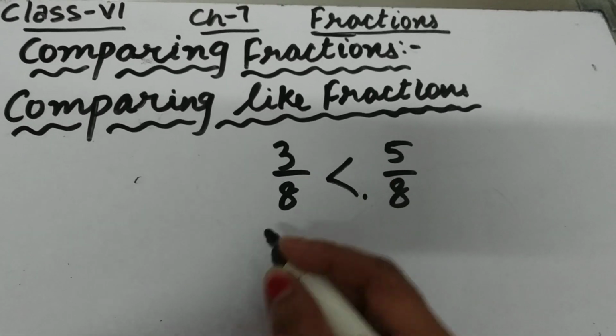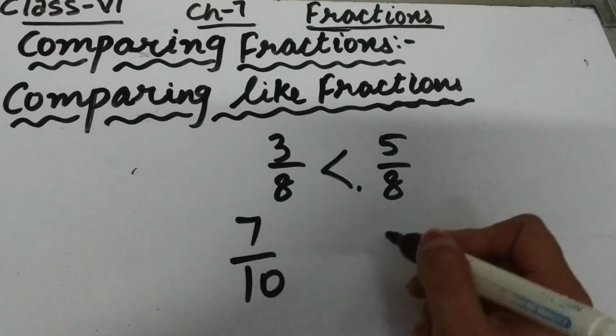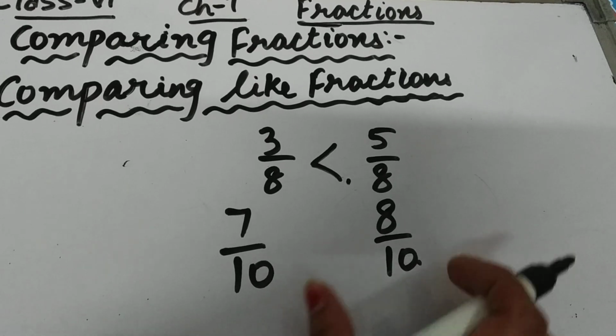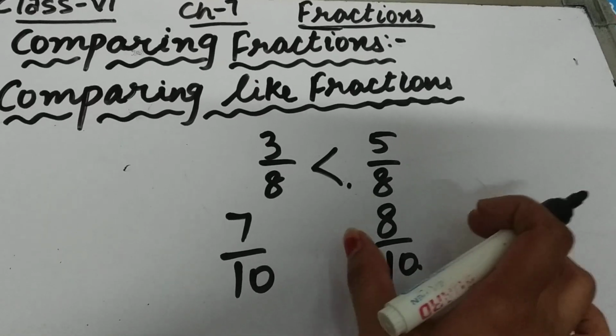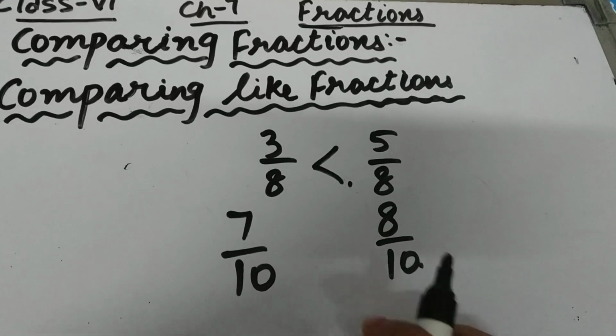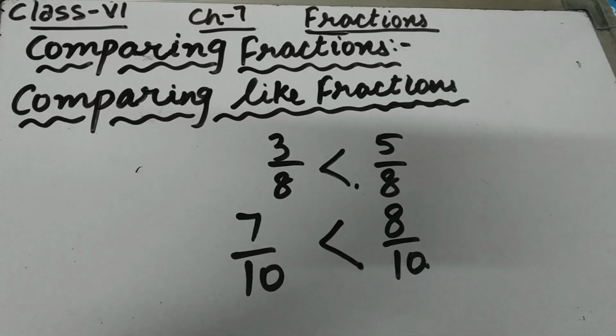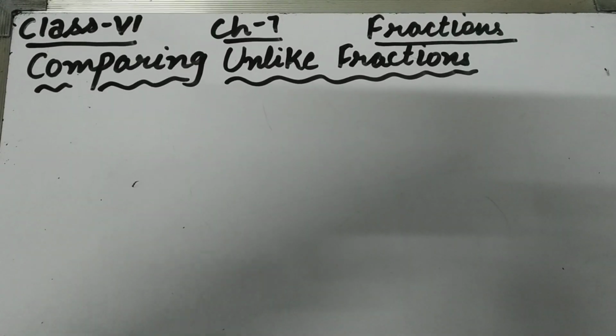If I take 7 upon 10 and 8 upon 10, these are like fractions. So we will check the numerator. The fraction with greater numerator is greater. So here the fraction 8 upon 10 is greater than 7 upon 10.